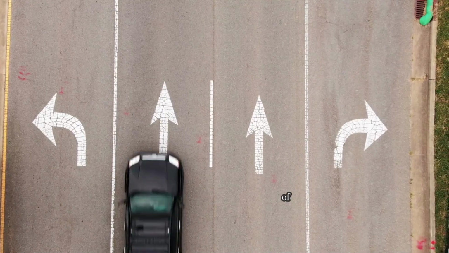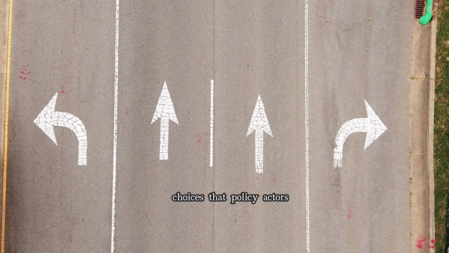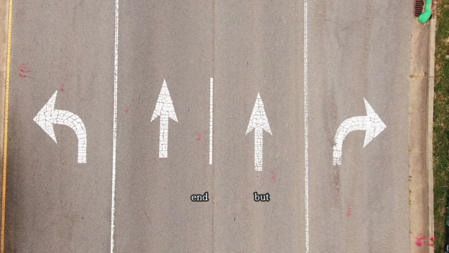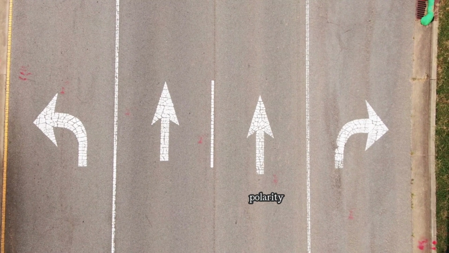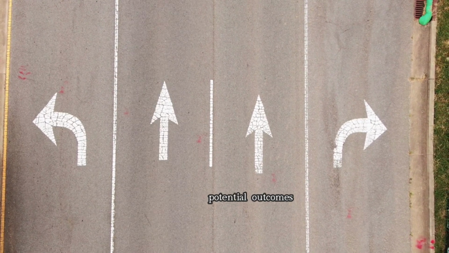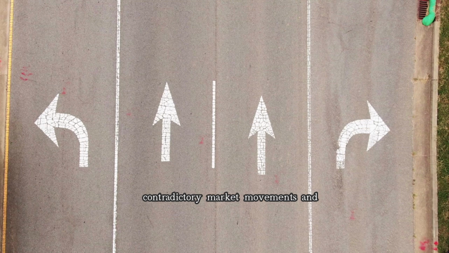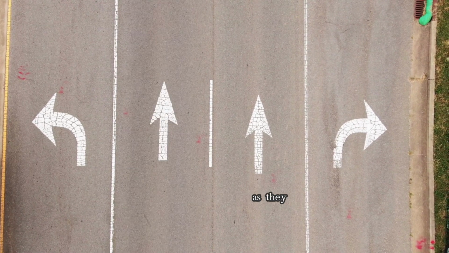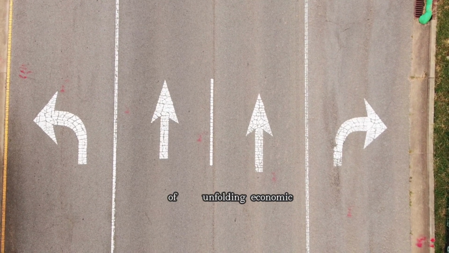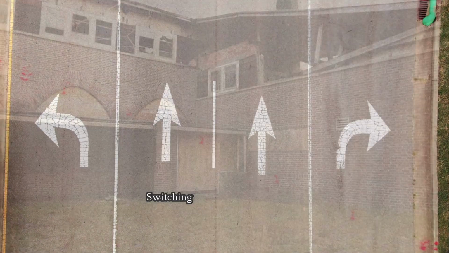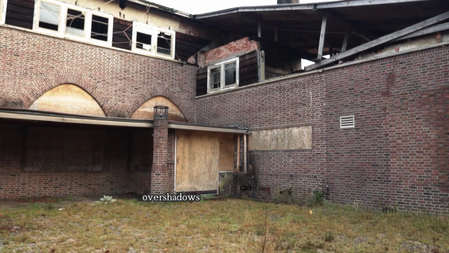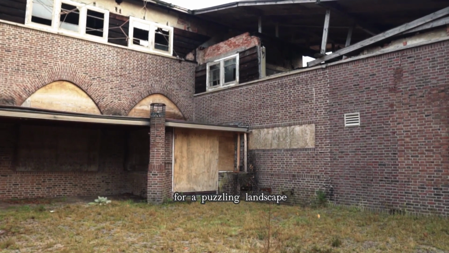This disruptive economic phase mirrors the turbulence of choices that policy actors face. With a desired end in sight but paths uncertain and fraught with risks, the polarity of opinion is wide-ranging and the potential outcomes diverge significantly. This causes contradictory market movements and places investors in a tenuous position as they try to make sense of the unfolding economic landscape. Switching scenarios where inflation overshadows economic growth makes for a puzzling landscape.